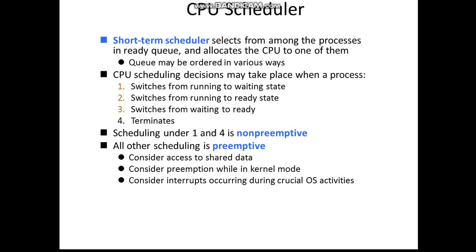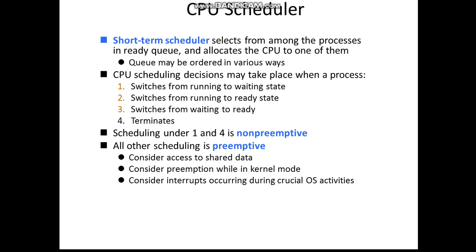So here four conditions are described, where we can observe when scheduling is preemptive and non-preemptive. When a process is willingly relinquishing the CPU, we call it non-preemptive. No force is applied on the process by the OS. Whereas in preemptive, the process is forcibly made to relinquish the CPU and it is assigned to another process.